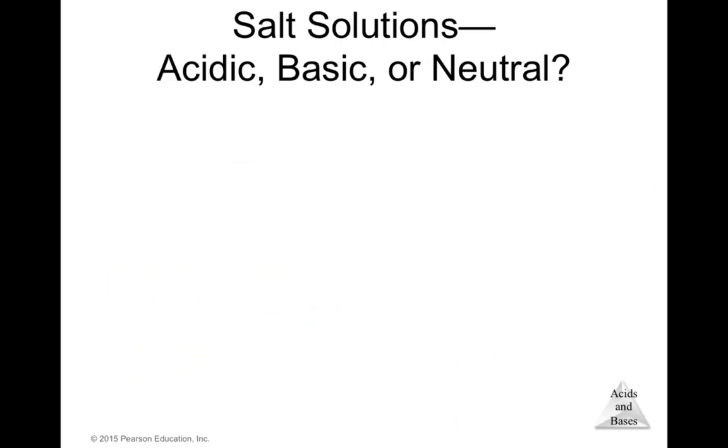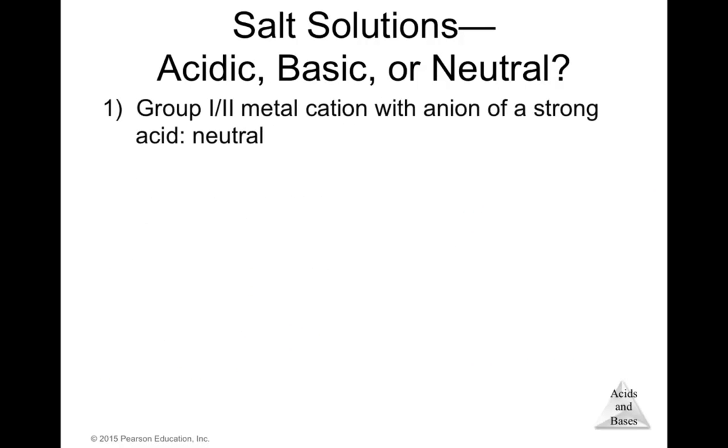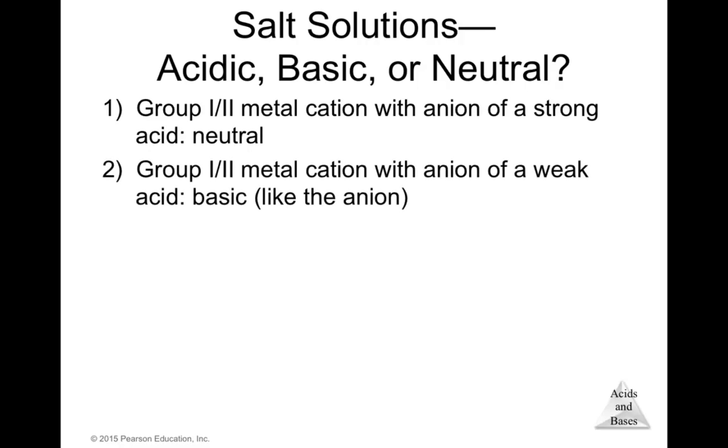So, salt solutions: acidic, basic, or neutral. Group 1 and 2 metal cations with an anion of a strong acid are going to be neutral. If it's a group 1 or 2 metal cation with an anion of a weak acid, it is going to be basic.